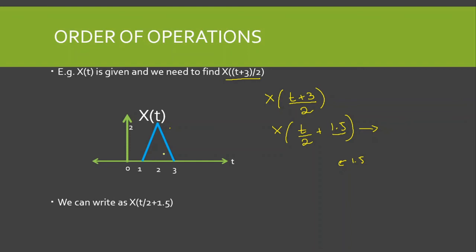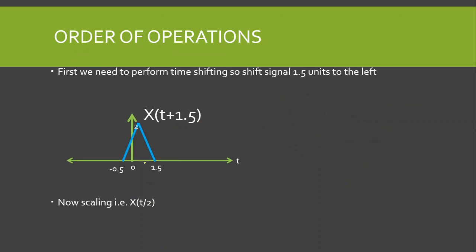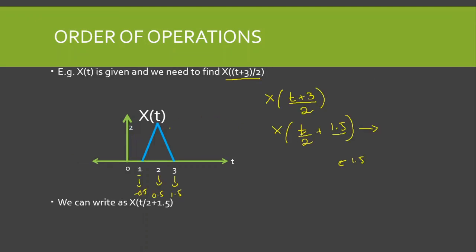And when we shift the signal 1.5 units to the left, this one is going to become minus 0.5, this is going to become 0.5, and this is going to become 1.5. And we have done it here. If you can have a look, now the signal has been shifted by 1.5 units. So now the shifting is done. The next process is the scaling, x of t by 2.